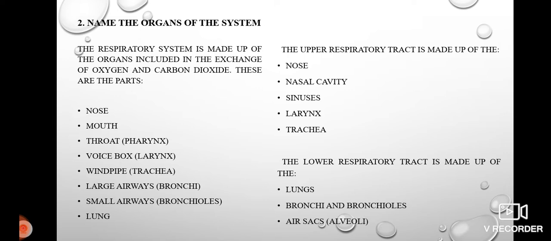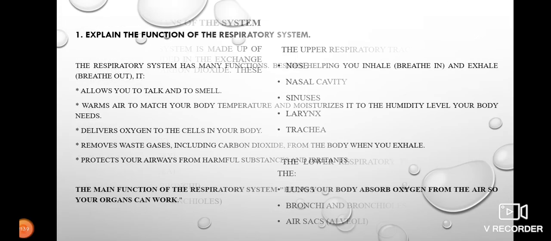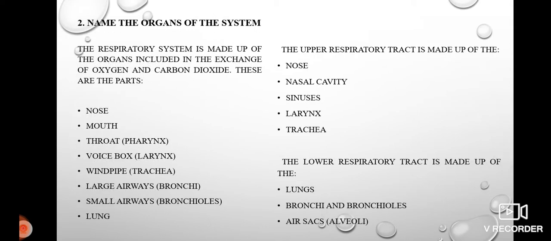And we have also the lungs. So the upper respiratory tract is made up of the nose, nasal cavity, sinuses, larynx, trachea. And the lower respiratory tract is made up of lungs, bronchi, and bronchioles, and the air sacs or the alveoli. So those are the different organs of the respiratory system.